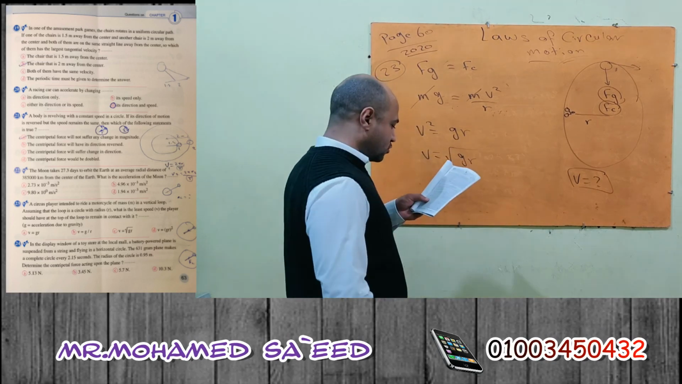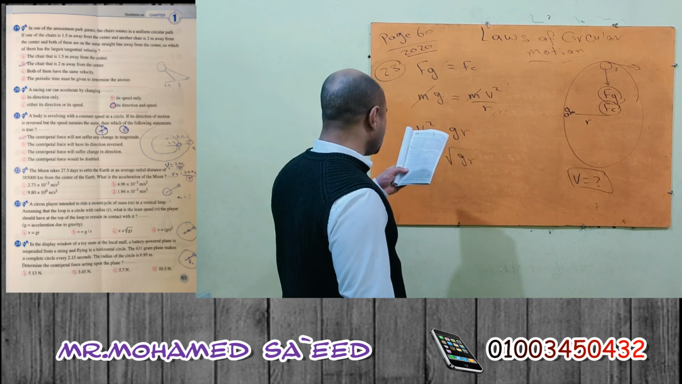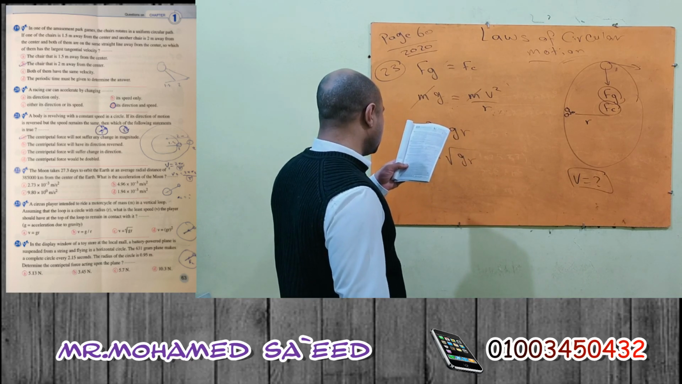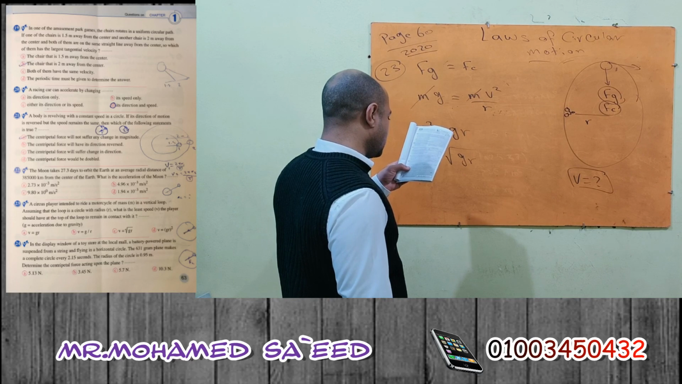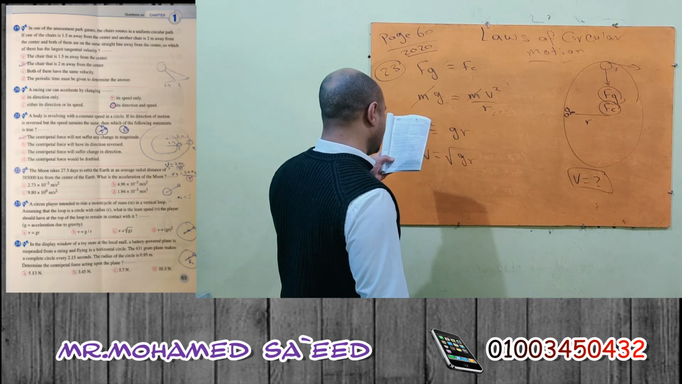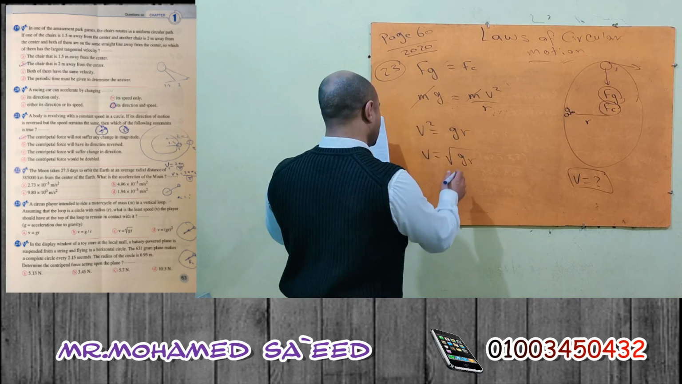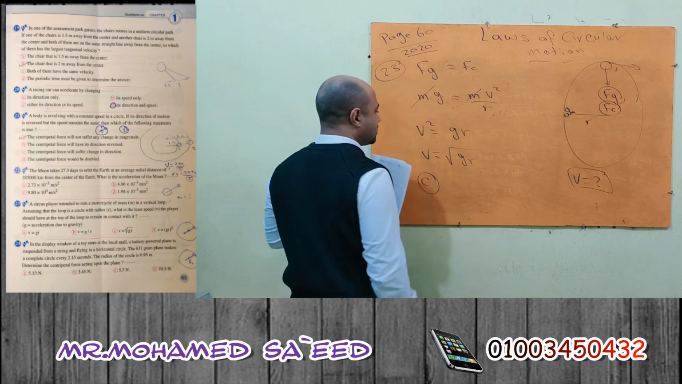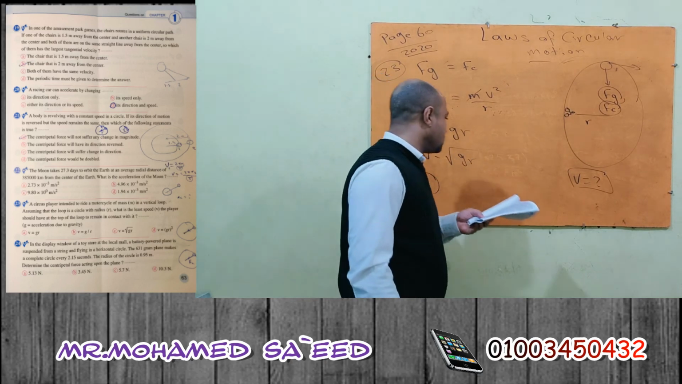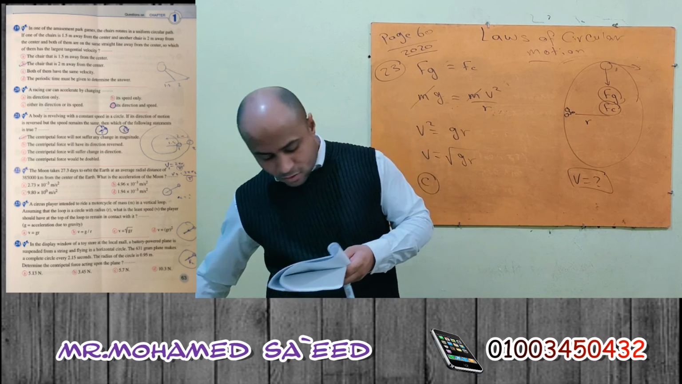So the true answer for question 23 is C. v equals the square root of g times r. Okay, question 24.